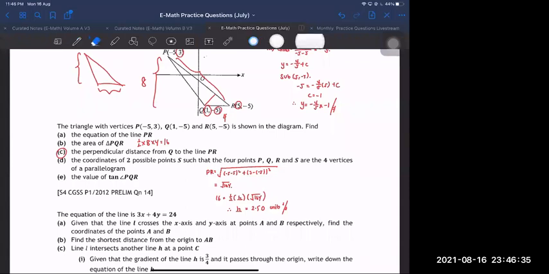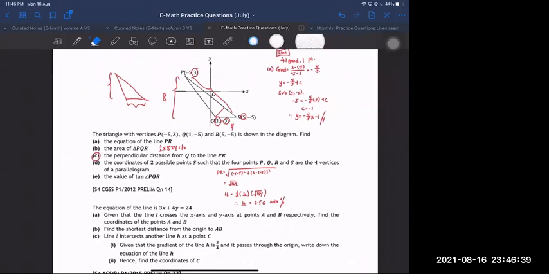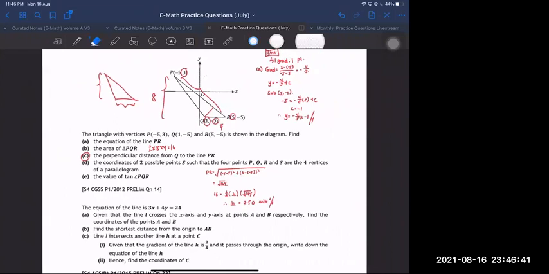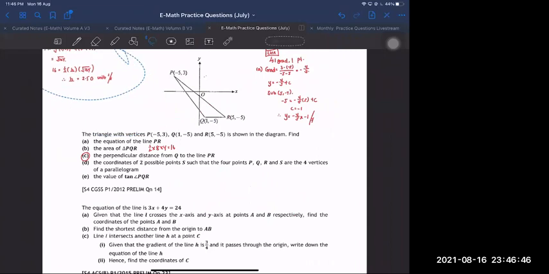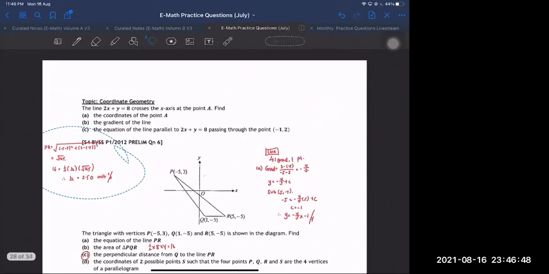Next one, the coordinates of the two possible positions of S. This one is very easy as well. So let me remove the diagram a bit. This one I'll throw here. Sorry if I'm writing all over the place. I'm so sorry about that.